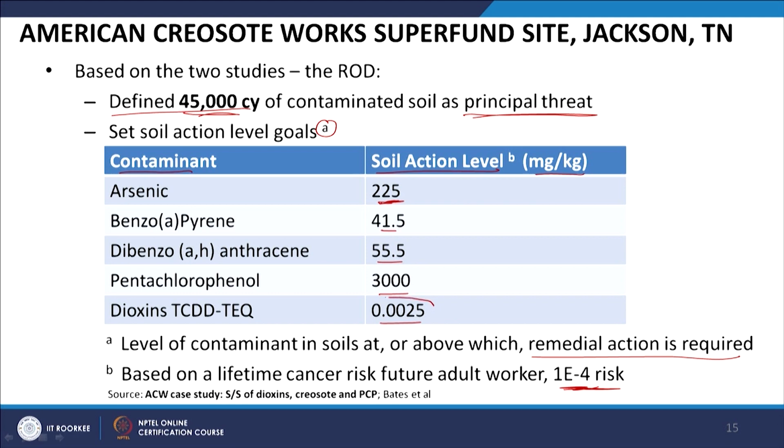Obviously, as I mentioned earlier, dioxins are remarkably carcinogenic, pretty potent, and that is one of the reasons why they want to bring down the concentrations here. Again, these are the action levels or goals that they set based upon the risk of 10 power minus 4, carcinogenic risk obviously, right. So let us move on.